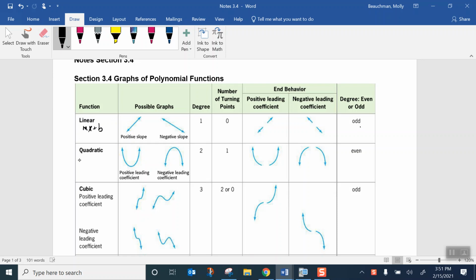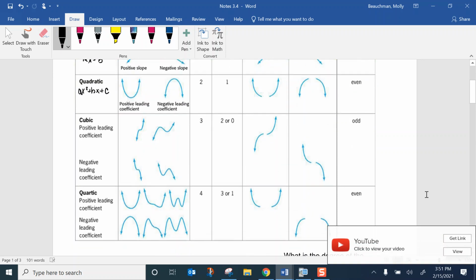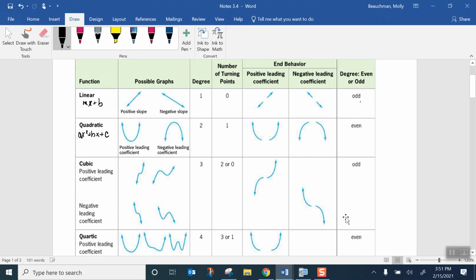Quadratic you've worked with, that's a function of the form ax squared plus bx plus c. So if your quadratic function has a positive leading coefficient, it opens up. Negative, it opens down. The degree is 2. It has one turning point, one less than the degree. And in behavior, if you have a positive leading coefficient and if you have a negative, and it's even.